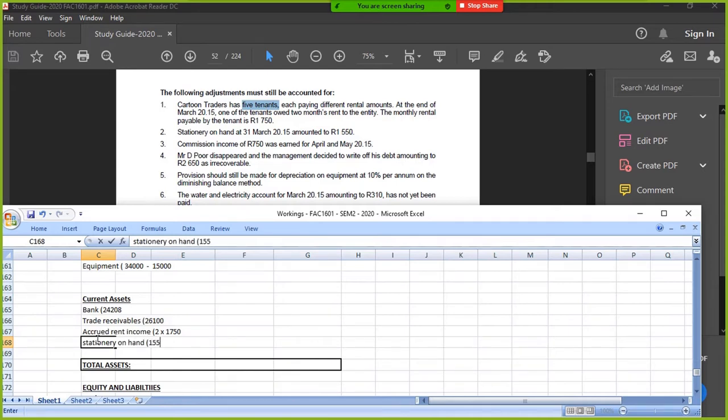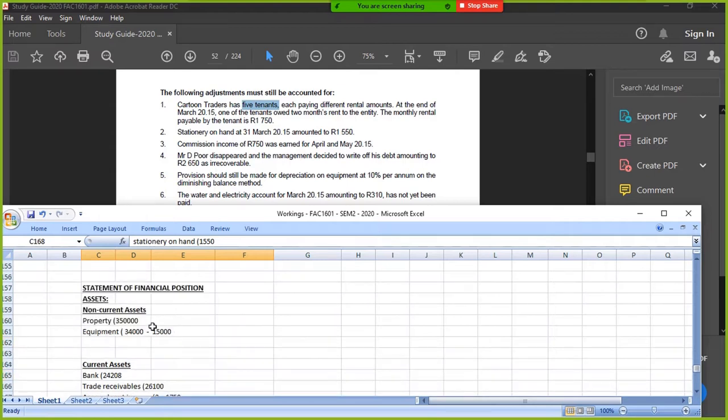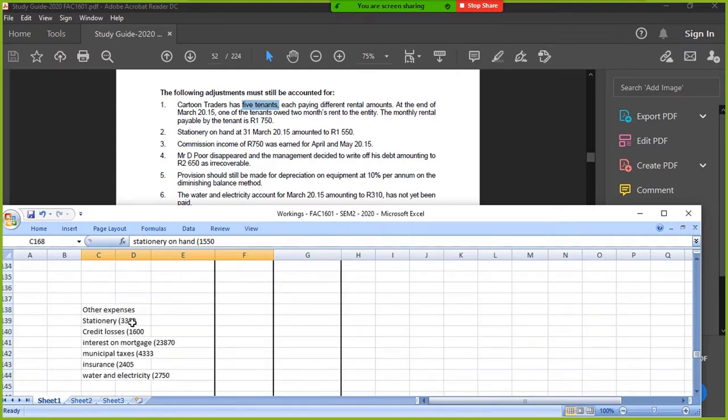This one needs a bracket, 1550. That's the stationery on hand. Right, notice your working said credit the stationery. If you're crediting the stationery, what are you doing to the expense? Well, if you know your rules, an expense will decrease on the credit side. So that's why you show a minus here. Okay, minus 1550. Right, that's how you process those workings.